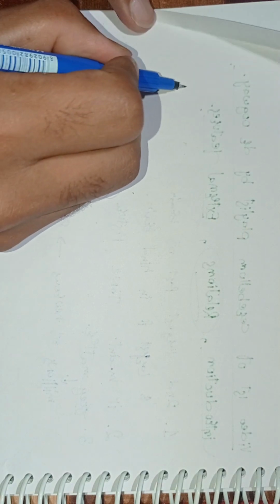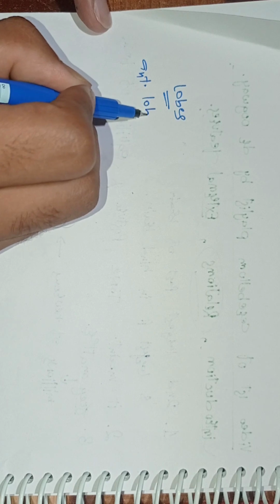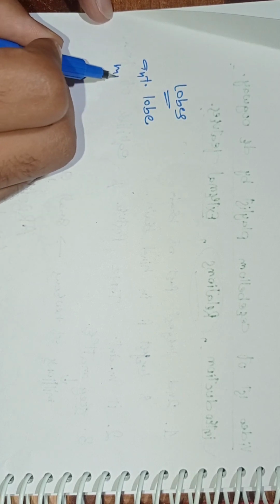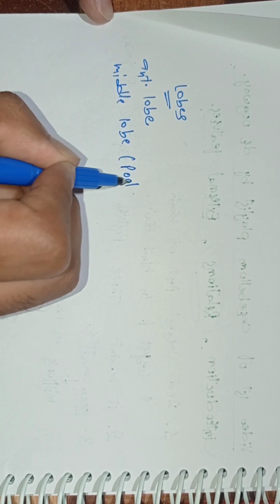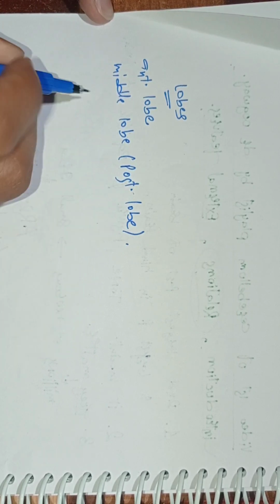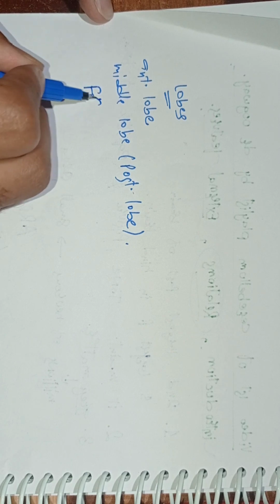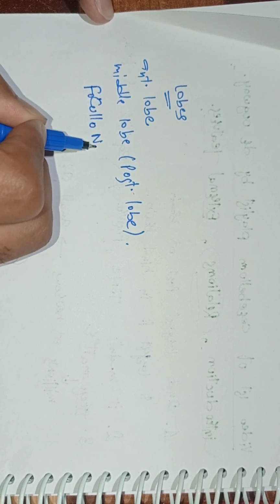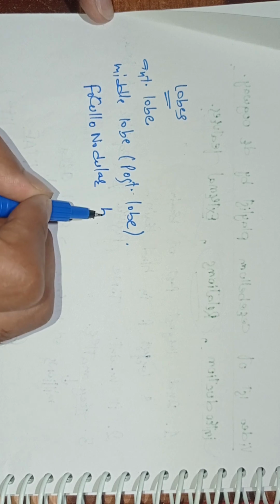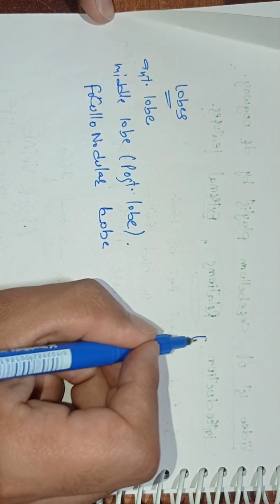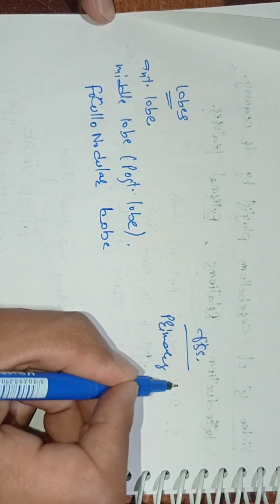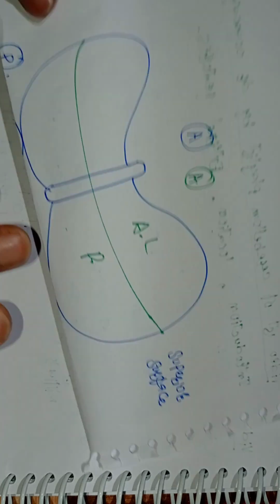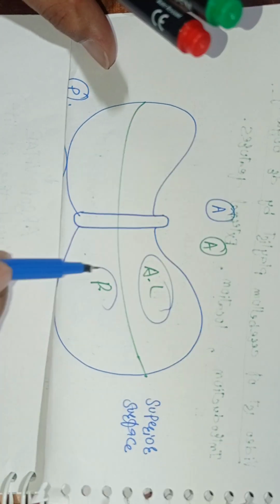So here we have three lobes. We have the anterior lobe. We have the middle lobe, which is also known as the posterior lobe. And we have another lobe called the flocculonodular lobe. And we have three fissures. First, the primary fissure, which divides the anterior lobe and the posterior lobe.